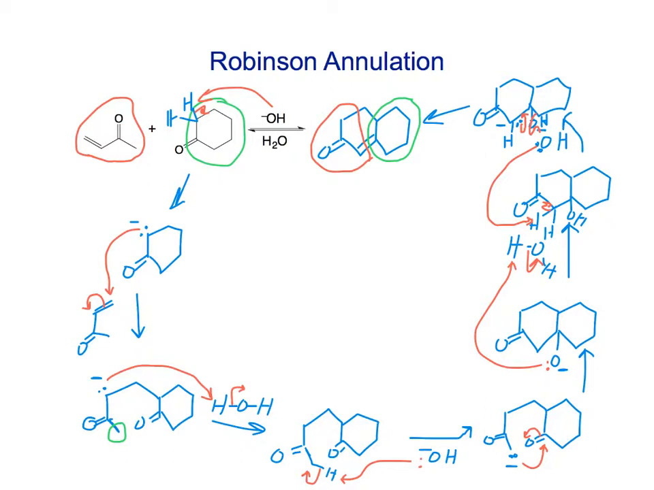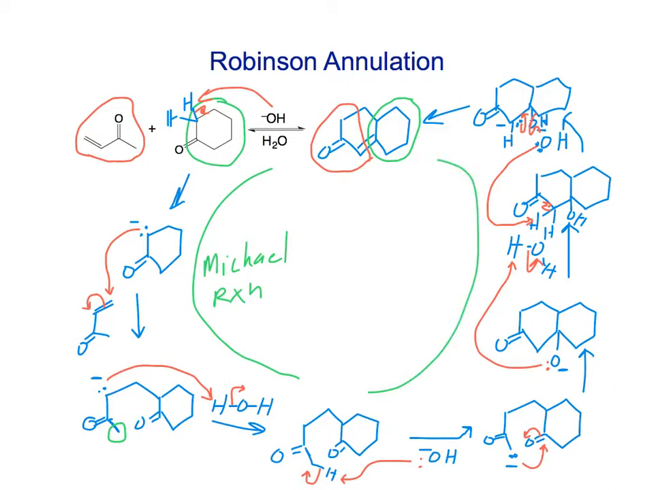Okay, so there's two parts to this, right? The first part, to get to here, the first half is the Michael addition. Okay, because in that reaction we do the 1,4 addition, we protonate to get our product. Okay, so this part, let's go to here. This is the Michael reaction, I guess they call it. And from here, around here, this is an intramolecular aldol, followed by the dehydration.